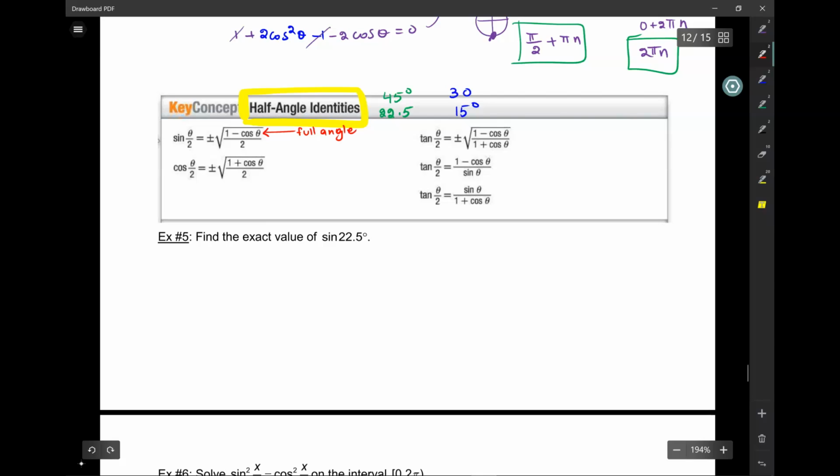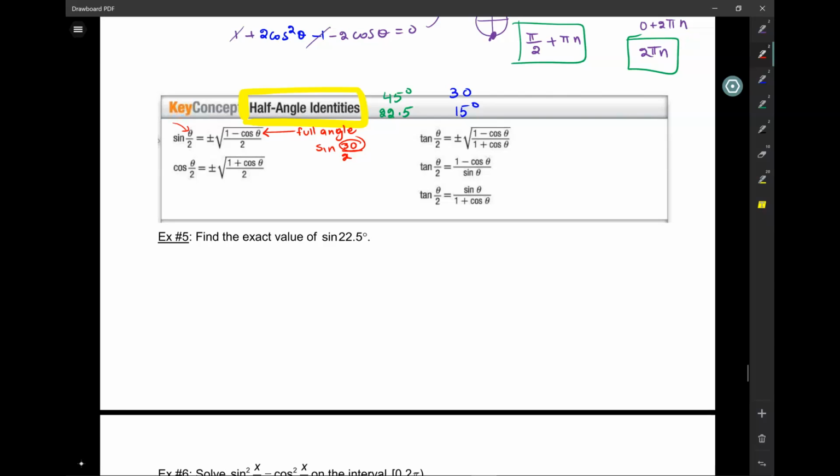Right? It's the full angle, 30. So for example, this, right? You know how it says sine of theta over 2? Like it's sine of 30 over 2, right? So that angle, if I'm dealing with 15, what's 15? It's 30 over 2. So that angle theta is this 30.